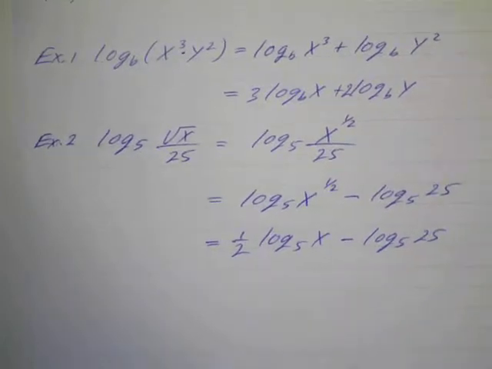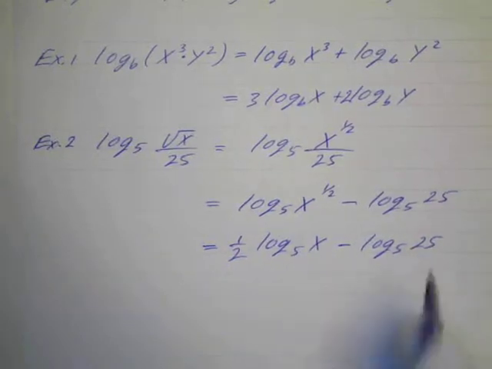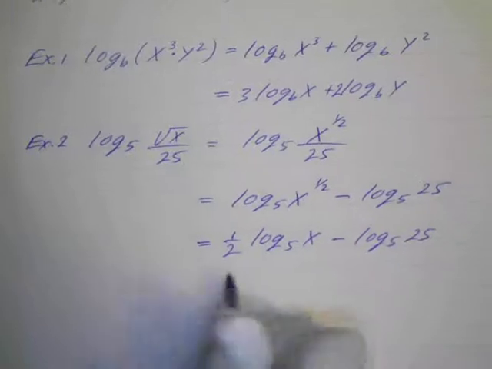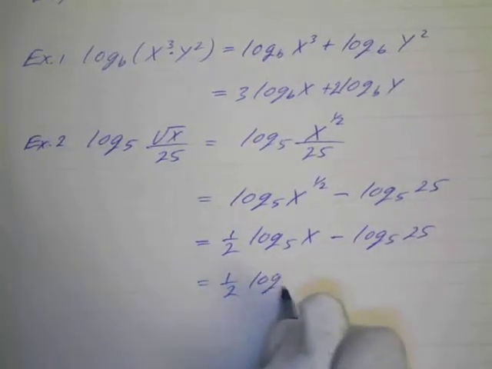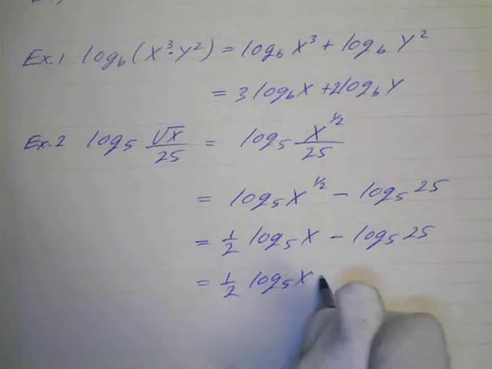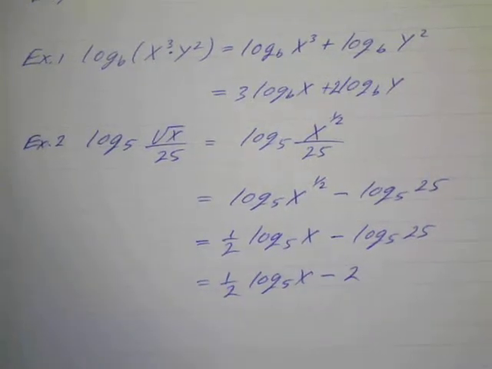Now you could actually further simplify this if you realize this, because this is an exponent that when I raise 5 to it I get 25. So 5 raised to what power is 25? 2. So I could actually simplify that a little bit more. Call that 1/2 log to the base 5 of x minus 2. And there you go. All right, we can try another one.